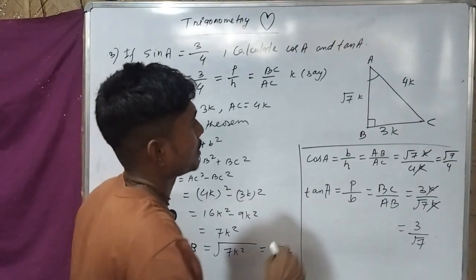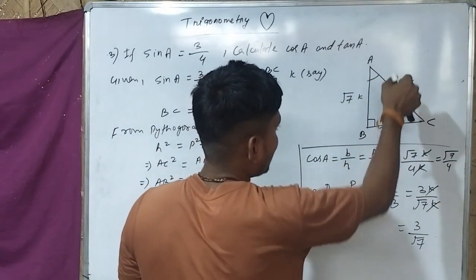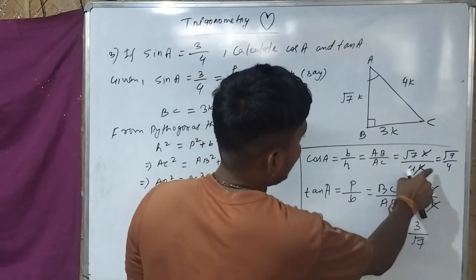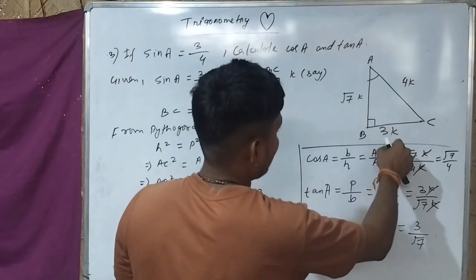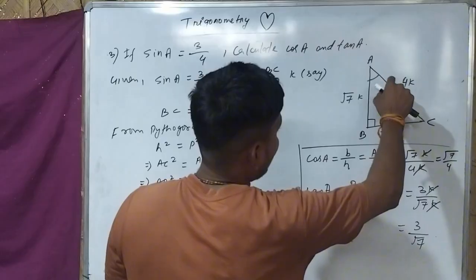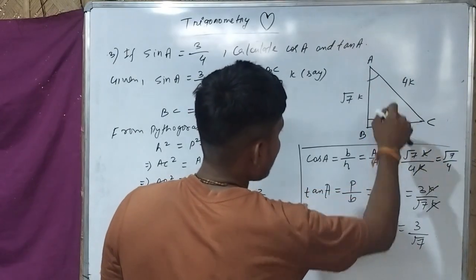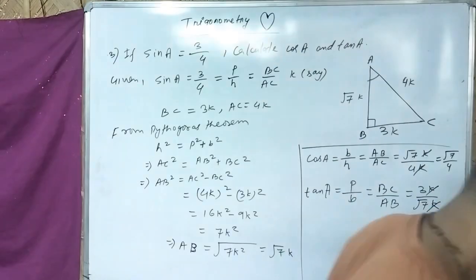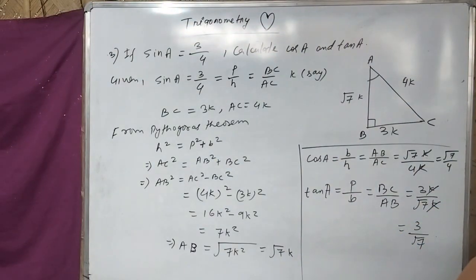Now cos A means base by hypotenuse. So AB by AC, that is root 7K by 4K, that is root 7 by 4. And tan A is perpendicular by base, that is BC by AB. So 3 by root 7 is the answer. Okay, is it clear?